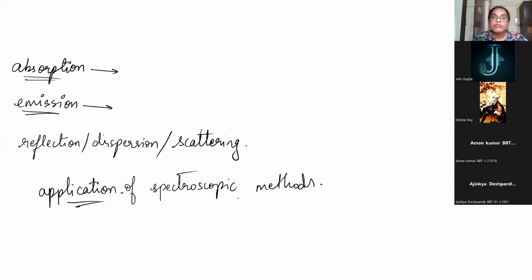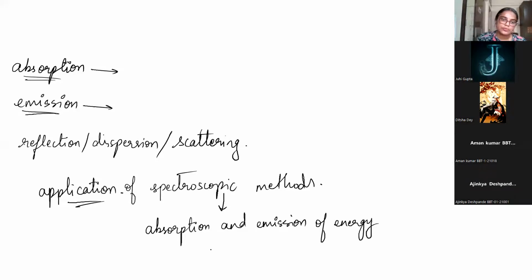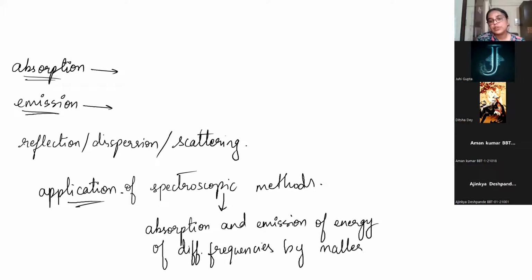Now, why? Because when you use spectroscopic methods, what you can study is absorption, because you're using light as one of the components. The light enters into the matter, and then you measure the absorption and emission of energy of different frequencies by the matter, or you can also say by the molecules that are present in the matter.